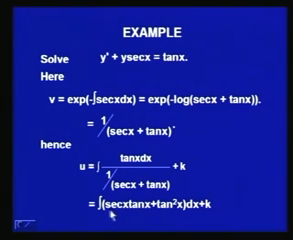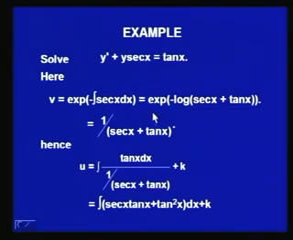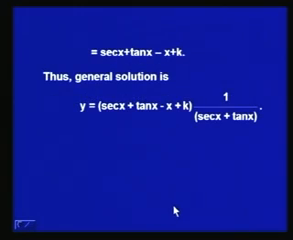The right hand side is therefore the integral of (sec x tan x + tan² x) dx + k. After integration, replacing tan² x by sec² x - 1, we find sec x + tan x - x + k. So the general solution is y equal to u, which is (sec x + tan x - x + k), into v, that is 1/(sec x + tan x).